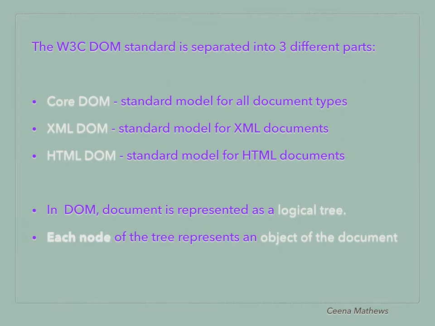And this DOM standard is separated into three different parts. One is core DOM, the other one is XML DOM, the third one is HTML DOM. Core DOM is a standard model for all document types, whereas XML DOM is a standard model for XML documents, and HTML DOM is a standard model for HTML documents. In DOM, a document is represented as a logical tree, and each node of the tree represents an object of the document.